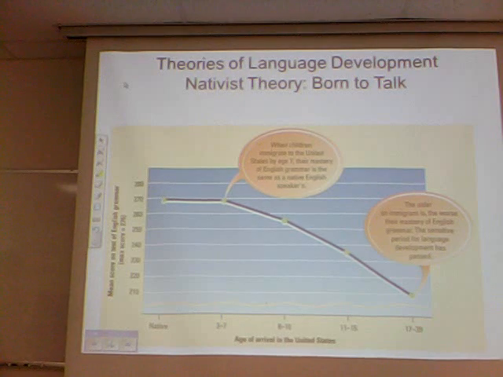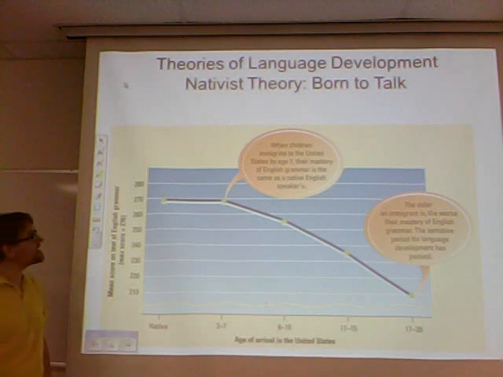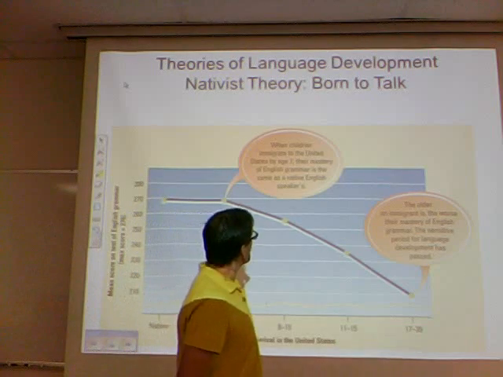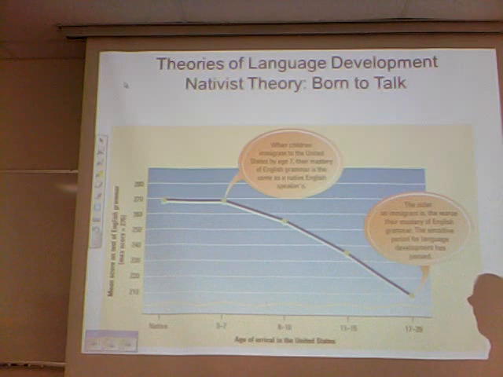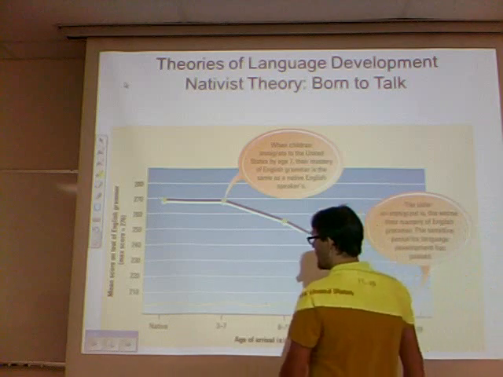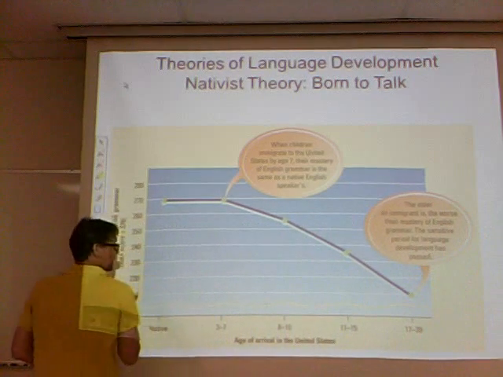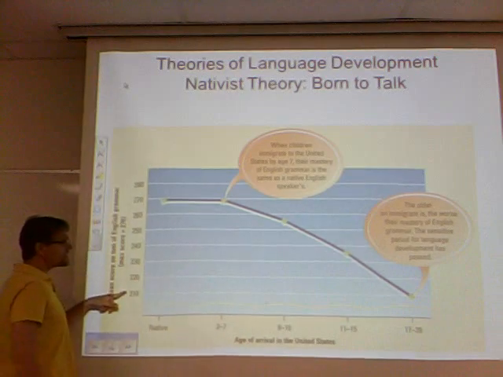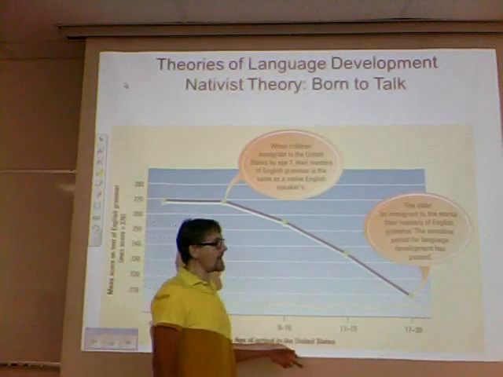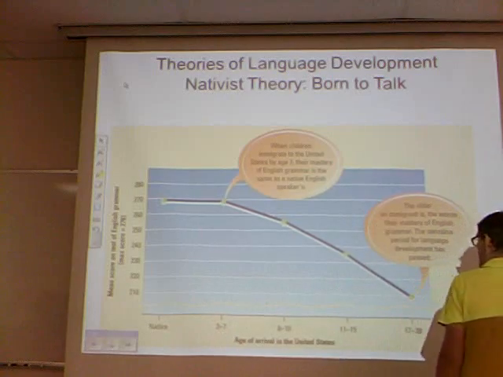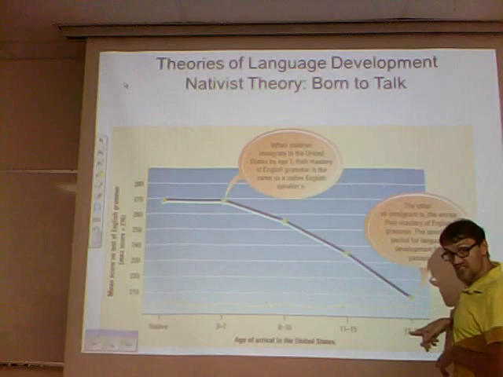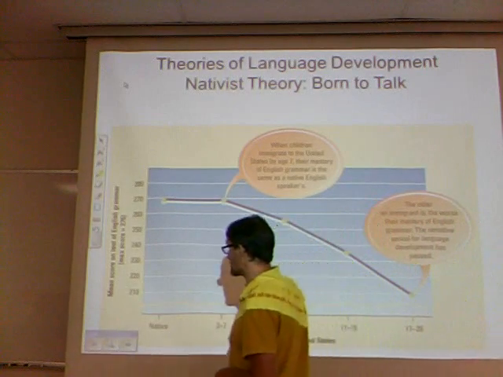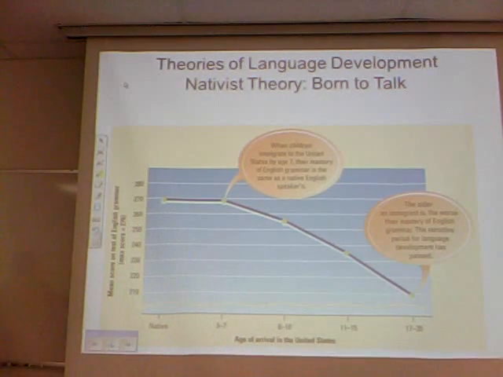When children immigrate to the United States by age 7, their mastery of English grammar is the same as native English speakers. As they immigrate later in age, their mastery of grammar goes down dramatically. Beware that this graph starts at 210 and ends at 270. It's not like these older learners have no grammar. Their grammar scores are lower than a native speaker's, but they're definitely not 0. That's the way this graph looks if you don't pay attention.